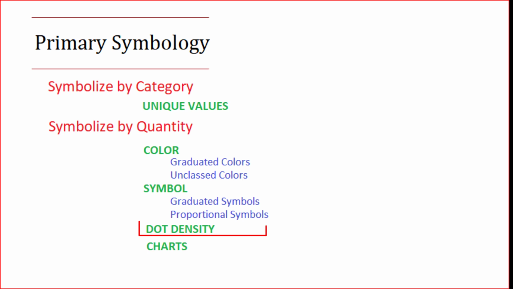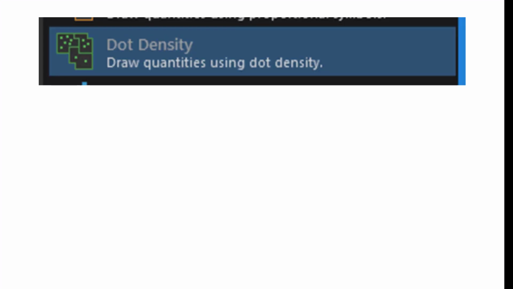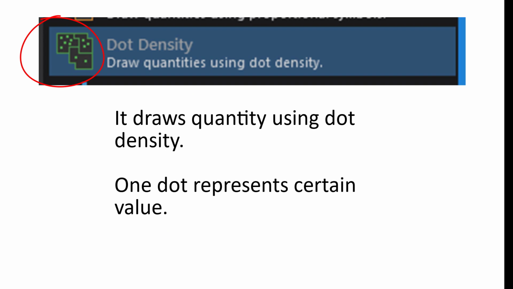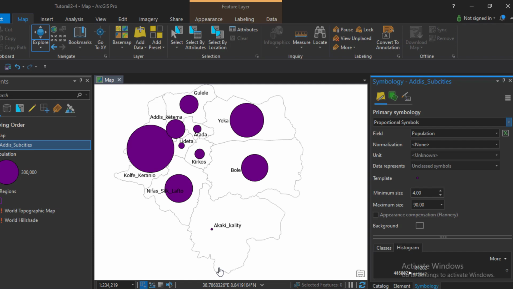So this is proportional symbol. Next up is dot density. It is mostly used to show a value per a given area. In the next example here, Kolfe has the highest population size, and these three subcities as well have large population magnitudes. Can we also conclude that they are the most populous, or that they are densely populated compared with their sizes?